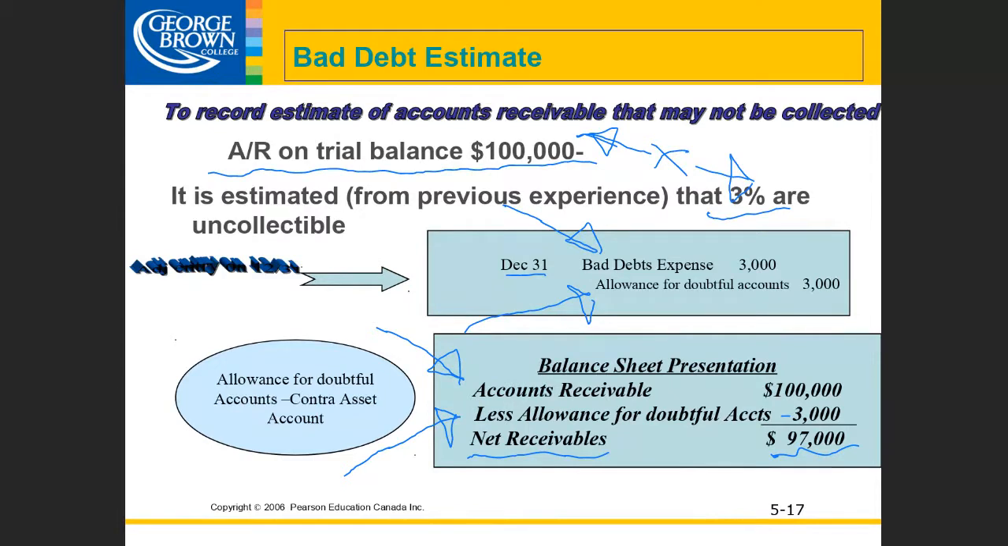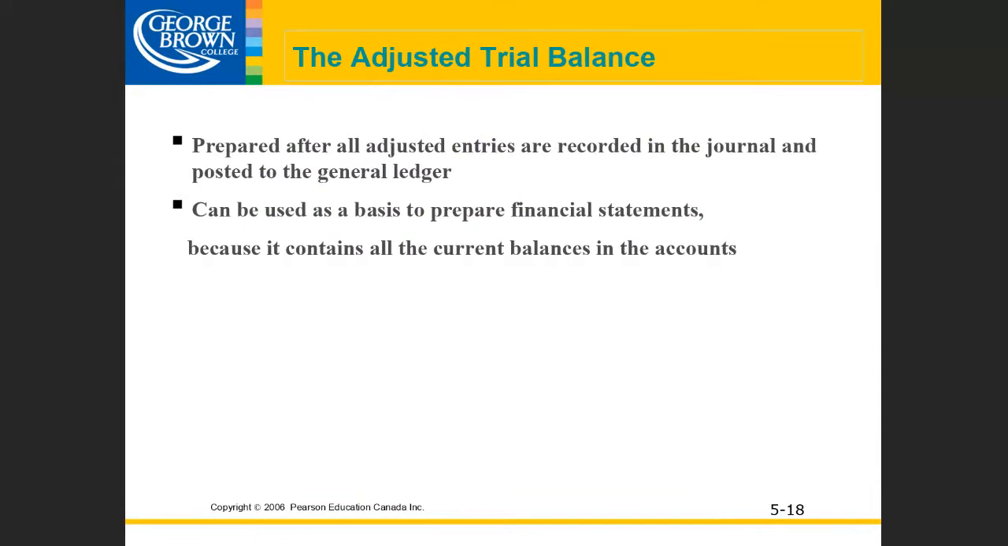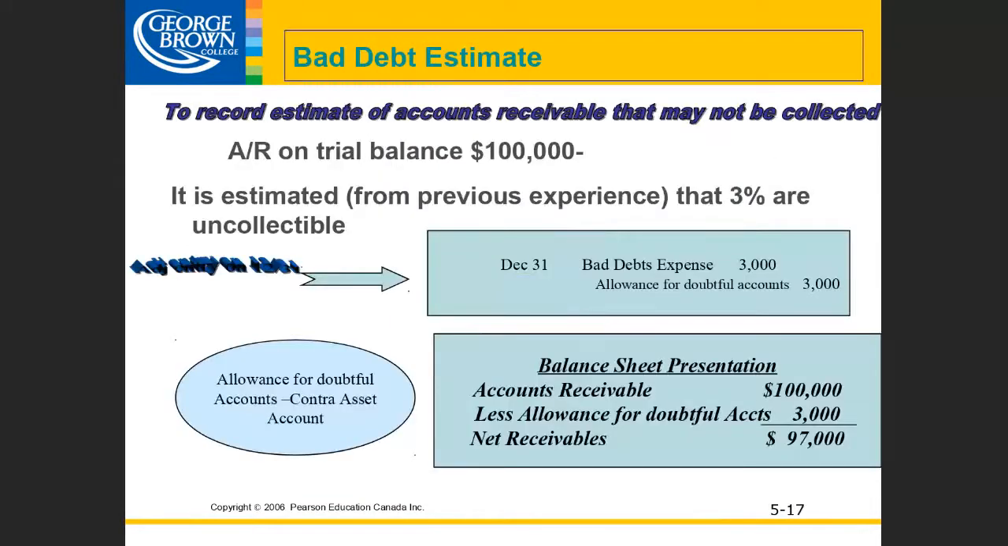What else did I mention here? In some cases, and we will talk about this a little later on in the semester, you can do a reversing entry here in the event that this customer paid or somebody paid the $3,000. You could just reverse the entry and pay it down. All right. Before I continue to the adjusted trial balance, does anybody have any questions about bad debts? No? All right.